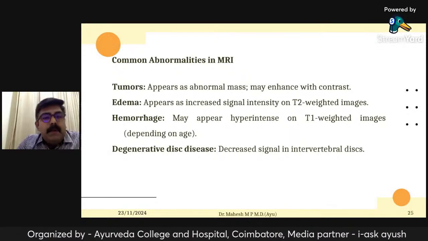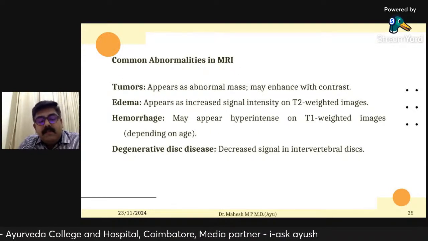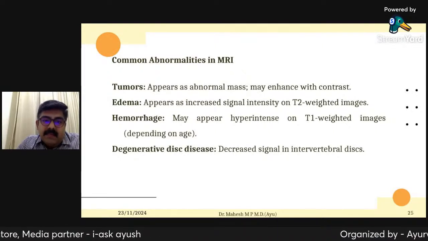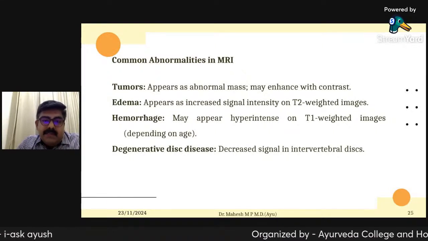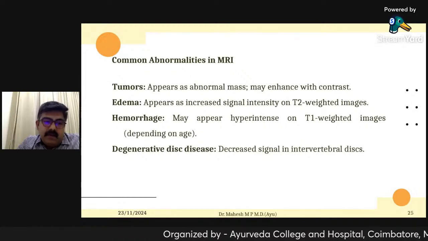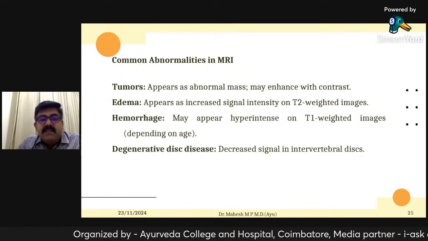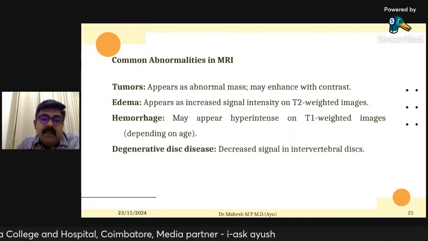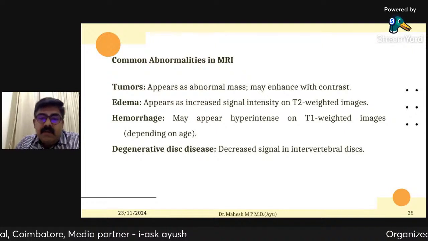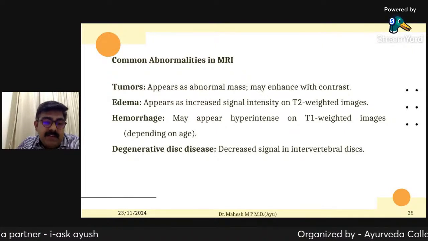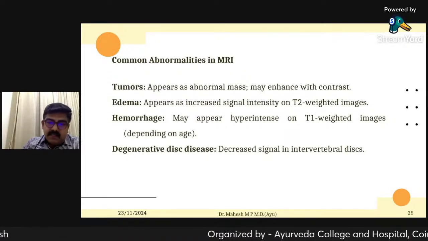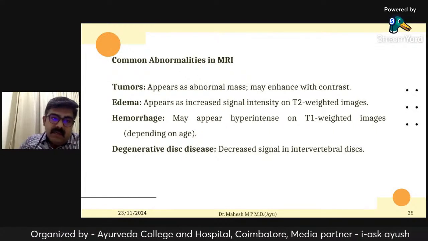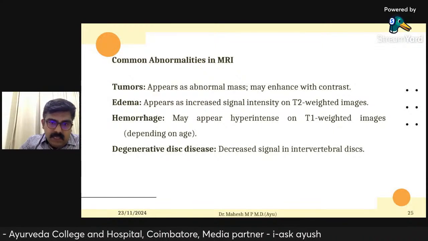What are the common abnormalities we can see in MRIs? One is tumor, which appears as a mass and may enhance with contrast. Edema, swelling, shows areas of increased signal intensity on T2 weighted images. Hemorrhage may show hyperintensity on T1 weighted images depending upon the age. Degenerative disc disorder shows a decreased signal in the intervertebral disc, which will be highlighted.